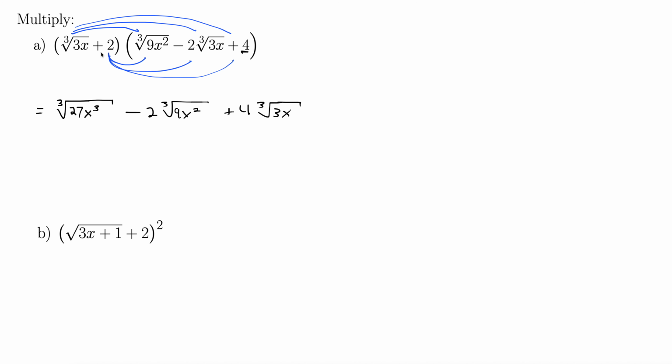Moving on to the 2 now, we have 2 times cube root of 9x squared. Well, that's 2 cube root of 9x squared. Okay, moving on to the next term, 2 times negative 2 cube root of 3x is minus 4 cube root of 3x. And then 2 times 4 is 8.